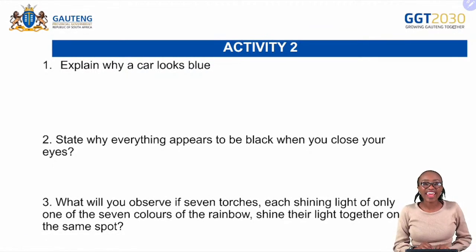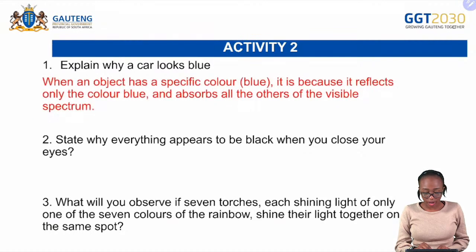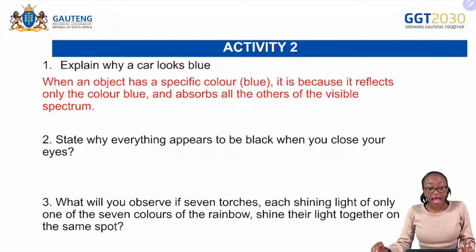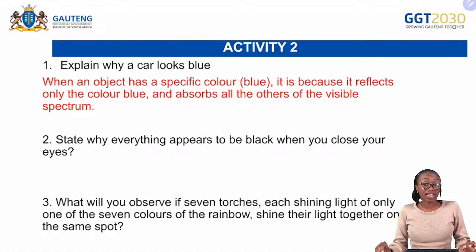Welcome back, grade 8. Now let's do the corrections together. Explain why a car looks blue. The response is: when an object has a specific color, in this case blue, it is because it reflects only the color blue and absorbs all the others of the visible spectrum.